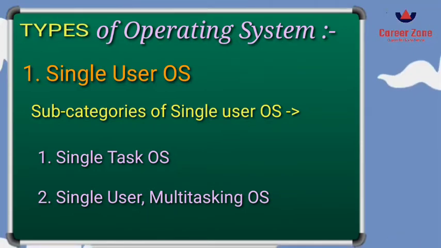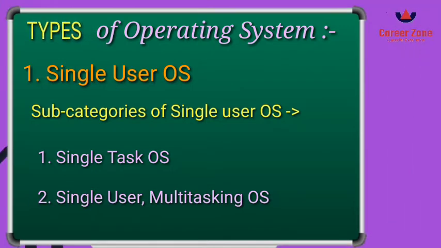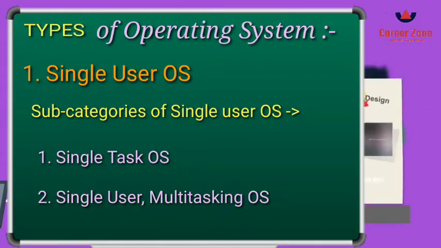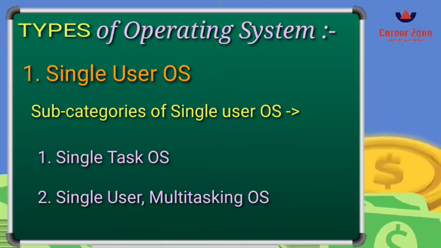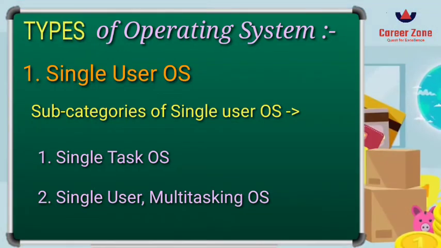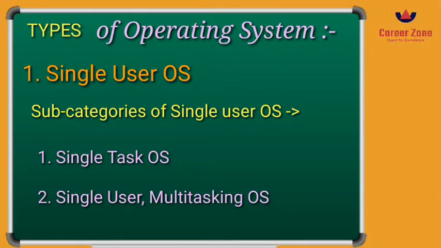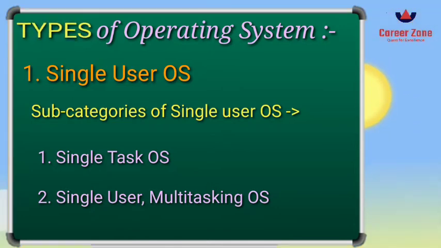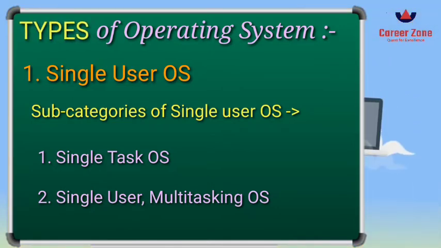And in a single user multitasking operating system, the operating system supports one user, but it can deal with multiple applications running simultaneously, such as when you are listening to music and working on a Word document, or you are viewing a video and browsing the internet. Those kinds of tasks can be performed simultaneously. It is a multitasking single user operating system, which is also categorized under single user OS.